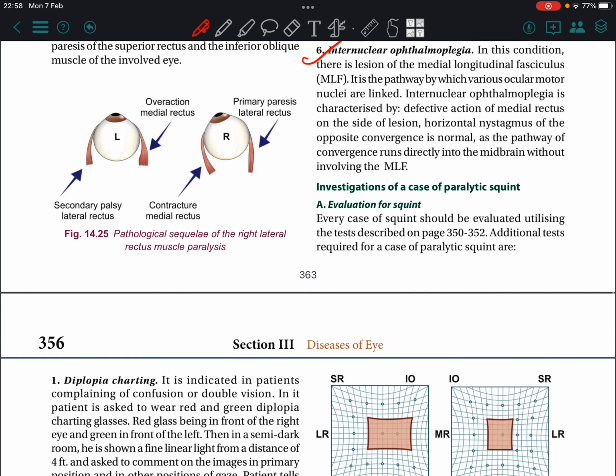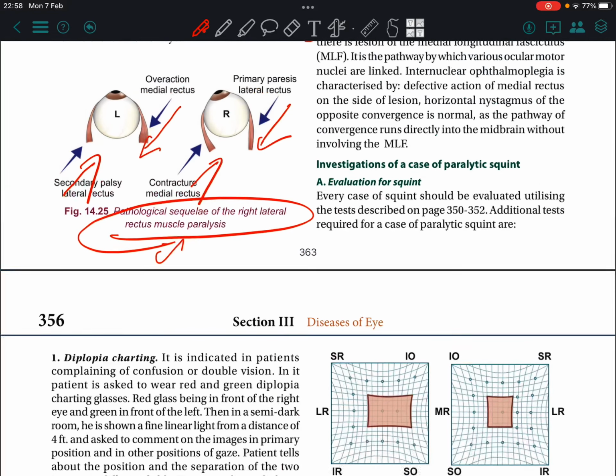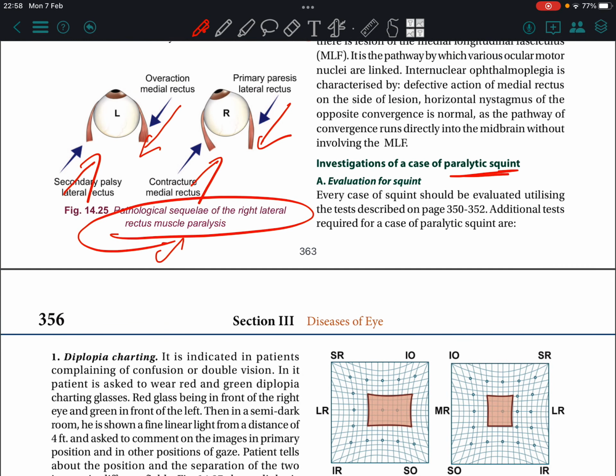Investigation of a case of paralytic squint. Pathological sequelae of right lateral rectus muscle paralysis: overaction of the medial rectus, primary palsy of the lateral rectus, contracture of the medial rectus, secondary palsy of the lateral rectus. Investigation of a case of paralytic squint, evolution of squint.